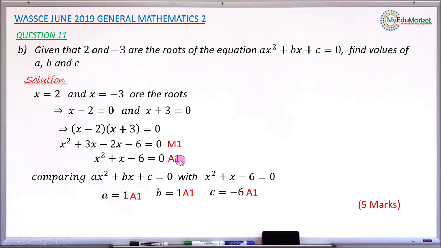And when you compare this equation with ax squared plus bx plus c and determine your a as 1, you have an accuracy 1 mark. b as 1, you have an accuracy 1 mark. And c as minus 6, you have an accuracy 1 mark. So in total, if everything is answered correctly, this question carries 5 marks.